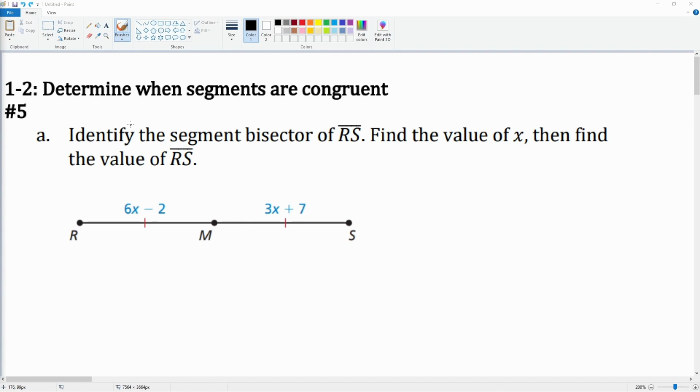1-2. Determine when segments are congruent. Number 5. A. Identify the segment bisector of line segment RS. Find the value of X, then find the value of line segment RS.